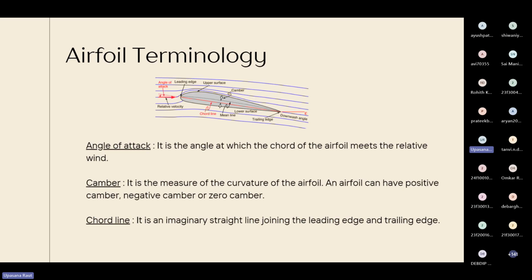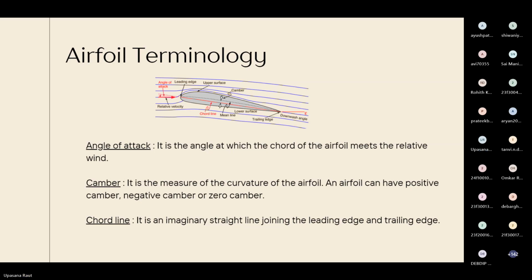Some of the terms associated with airfoil. Here we can see in the diagram the leading edge. The front edge of the airfoil is called the leading edge, and the rear edge of the airfoil is called the trailing edge. The straight line connecting the leading edge and the trailing edge is called the chord of the airfoil. Now, the camber is something which basically measures the curvature of the airfoil.